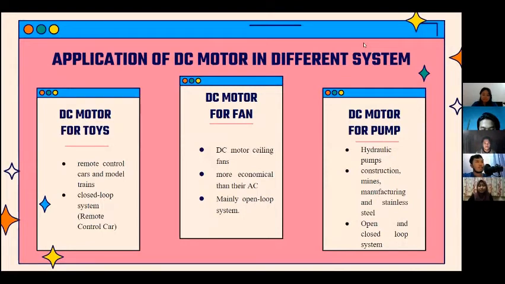Next is the DC motor for fans. The DC motor for fans is used in DC motor ceiling fans. It is more economical than the AC type, and the system that is used for the DC motor ceiling fans is mainly open loop.